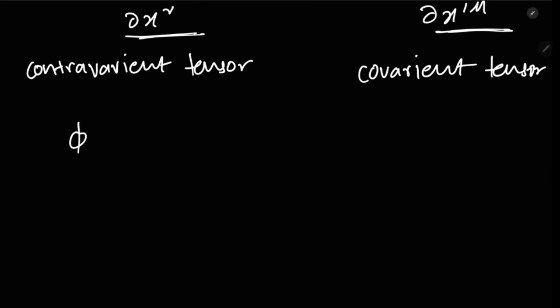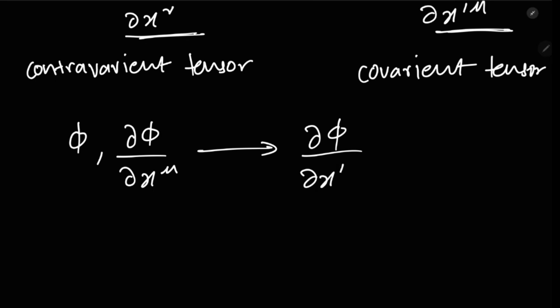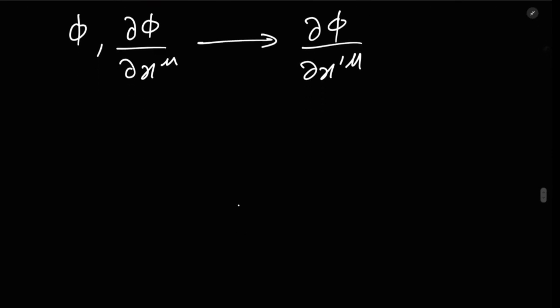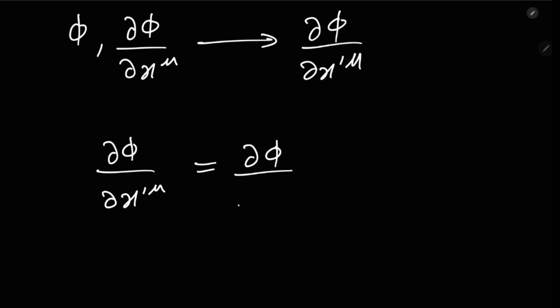Now let's take a scalar field phi, which is invariant in all reference frames, and see how its derivative with respect to x mu transforms. So this goes to del phi by del x prime mu, because phi remains the same in both frames, it's a scalar by definition. So again, by chain rule, we can write del phi by del x prime mu as del phi by del x nu into del x nu upon del x prime mu.